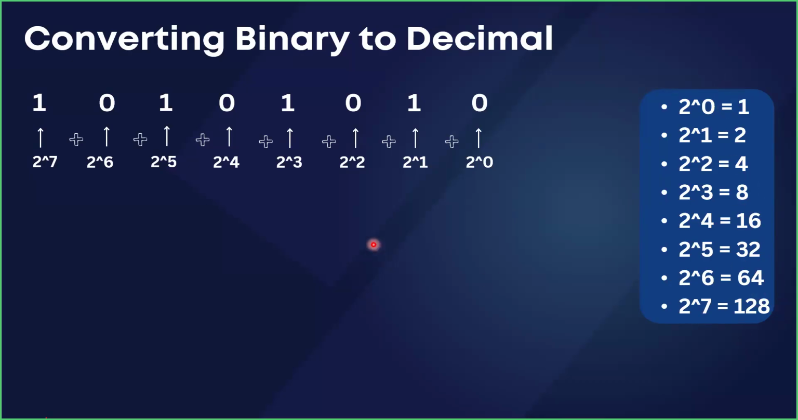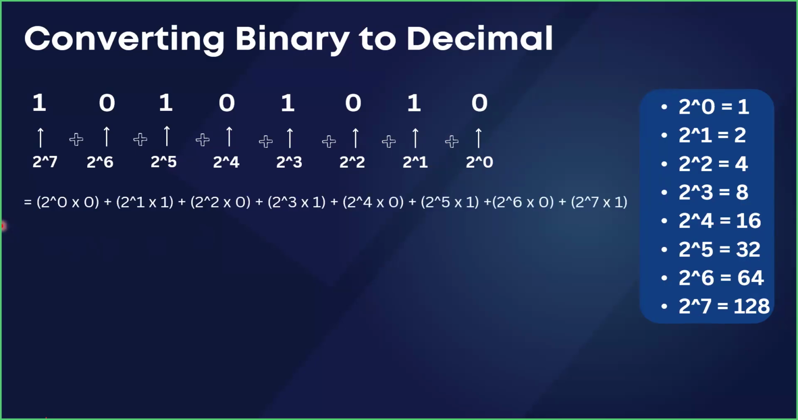Now that you have these values, just substitute them here. 2 power 0 into 0. 2 power 0 is 1, so 1 into 0 is simply 0. Then 2 power 1 into 1. 2 power 1 is 2, so 2 into 1 is 2. 2 power 2 into 0, 0 again. 2 power 3 into 1, 8. 2 power 4 into 0, 0 again. 2 power 5 into 1, 32. 2 power 6 into 0, 0 again. 2 power 7 into 1, 128. If you add all this up, 128 plus 32, that's 160. 160 plus 8, 168. 168 plus 2, 170.